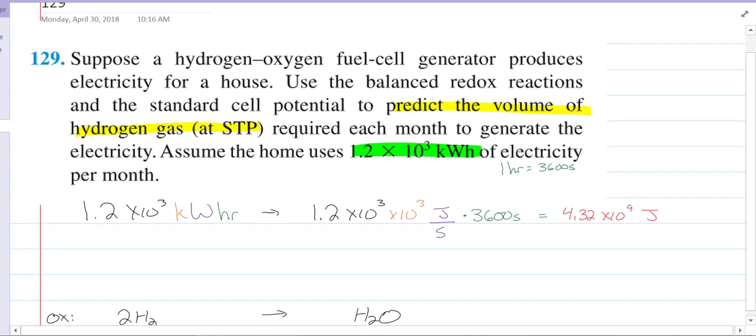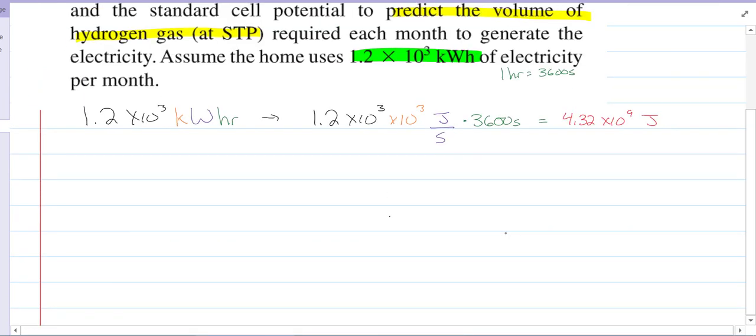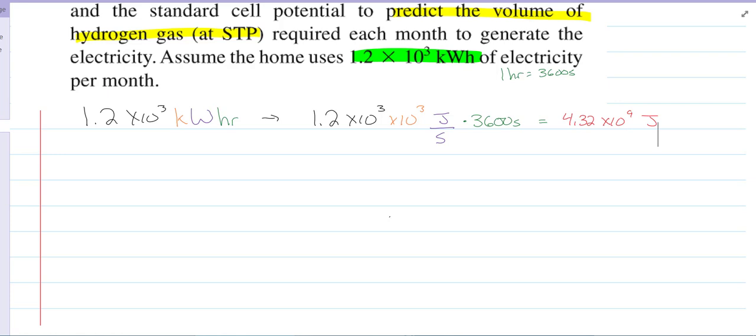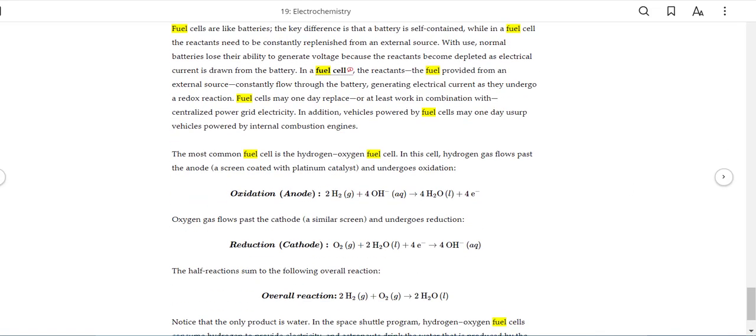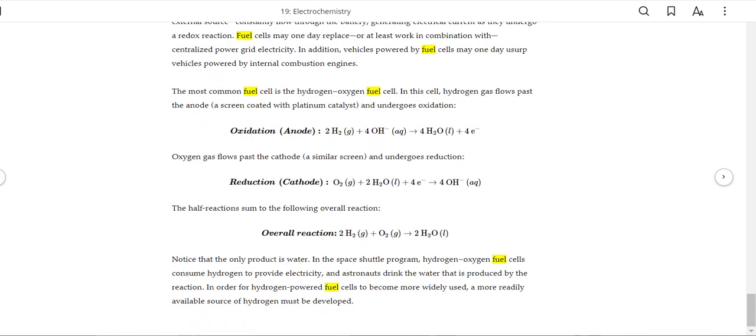Okay, so that's the amount of energy we need from the hydrogen oxygen fuel cell generator. So if I were you, I would look at my textbook. Is it up? Oh, it went away. Search fuel cell, and this comes up in 1907, and it tells you the oxidation and the reduction.